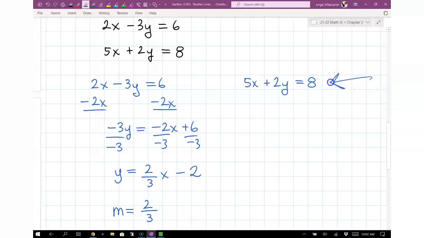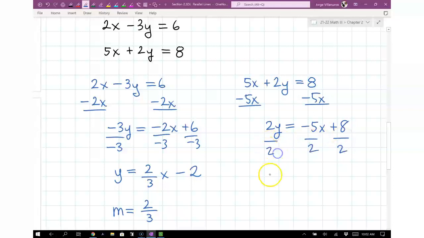So this one over here. How do I solve for y? What do I want to move? The 5x. Thank you. So we're going to move the 5x. Subtract 5x. So we got 2y equal to negative 5x plus 8. And my last step here is to do what? Divide by 2. Thank you. So we're dividing by 2. I get y equal to negative 5 halves x plus 4.